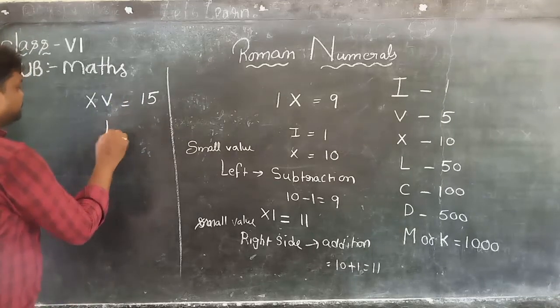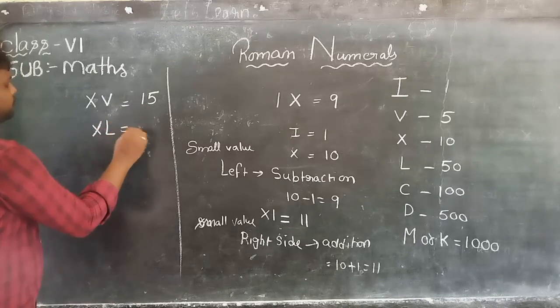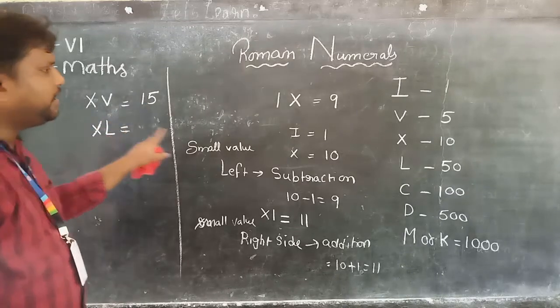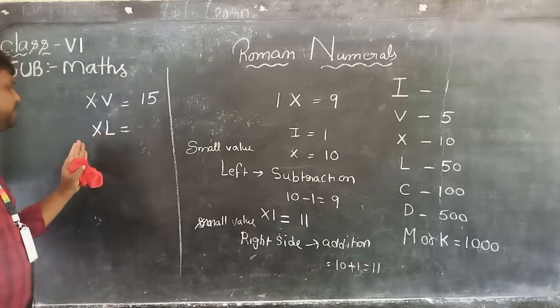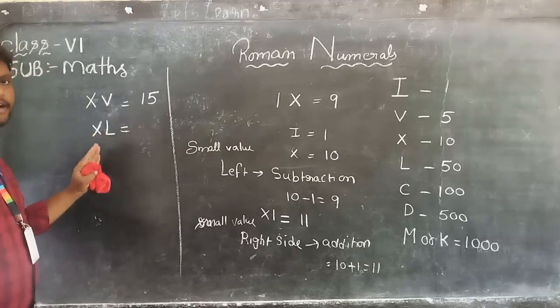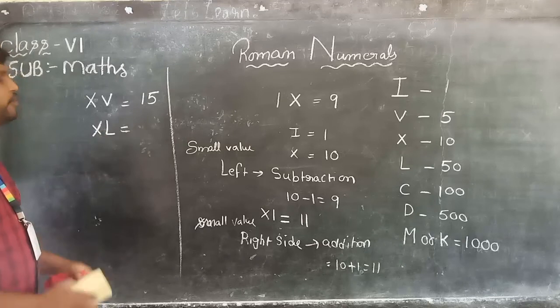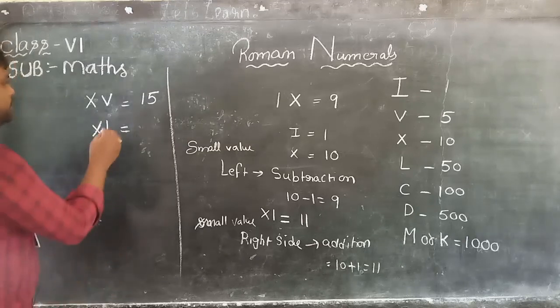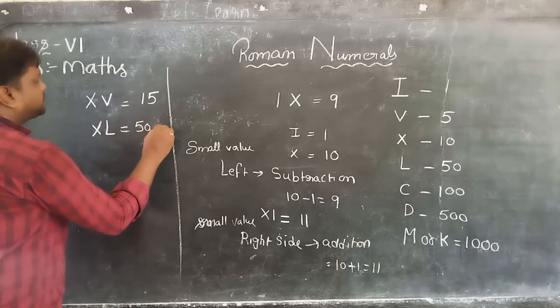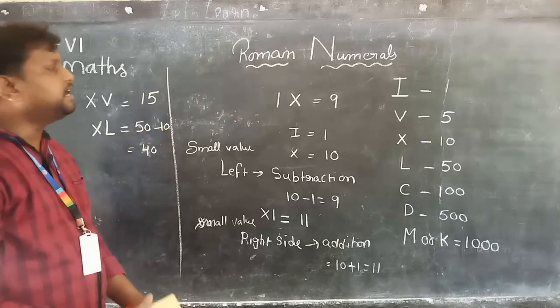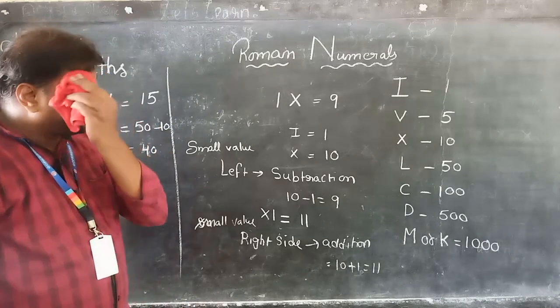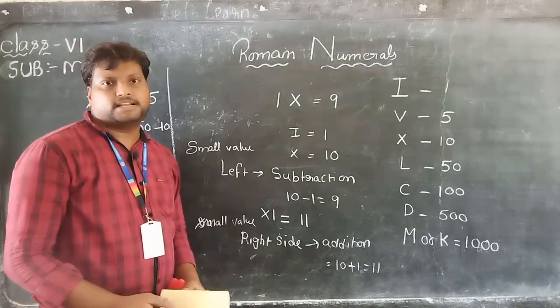Next, XL. What is the value of L? It is 50 and X is 10. The smaller value is on the left side of the higher value. That's why we have to use the subtraction operation: 50 minus 10 is equal to 40. Okay, this is the third rule of Roman numerals. We still have some more rules. Next class we will discuss them.